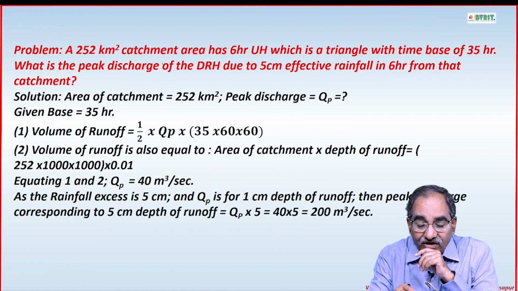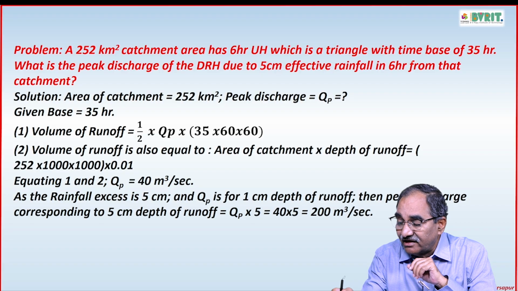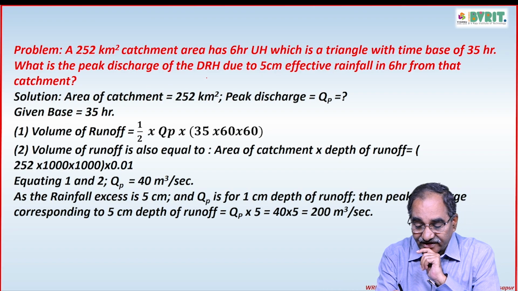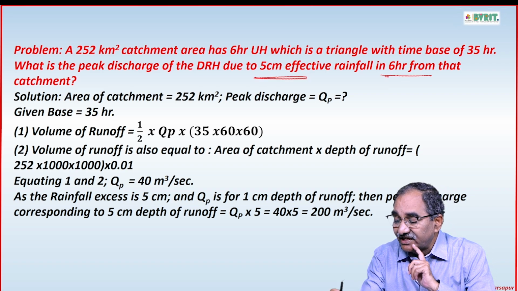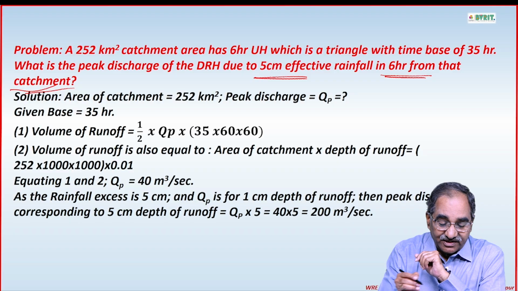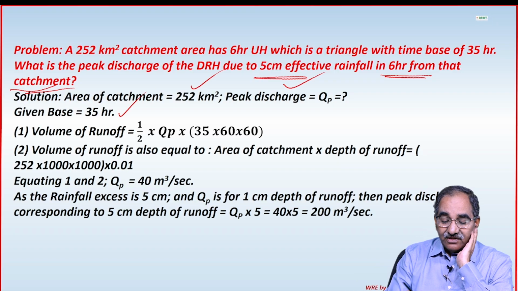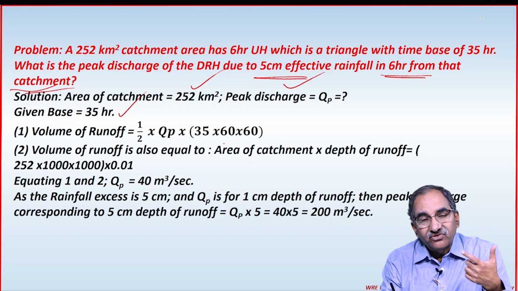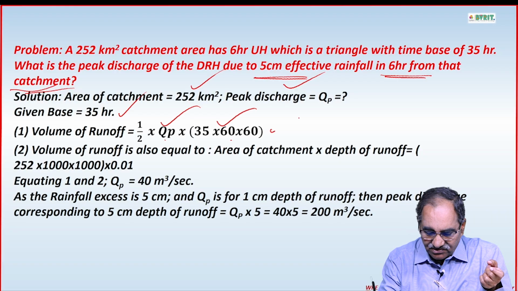A 252 kilometer square catchment has a 6 hour UH which is a triangle with the time base of 35 hours. What is the peak discharge of the direct runoff hydrograph due to a 5 centimeter effective rainfall in 6 hours from that catchment? So area of catchment is given, base is given. Volume is peak discharge, which is the height, into base.